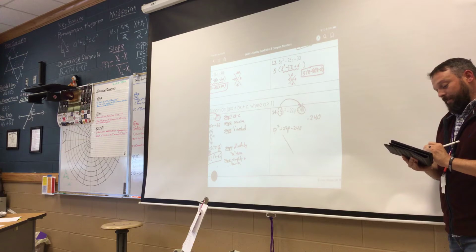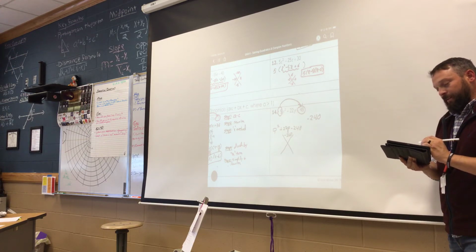All right, so this might take you a minute, and I'm going to let you kind of take the reins on this one. Find the factors that multiply to give me negative 240, but they'll add and give me 22.